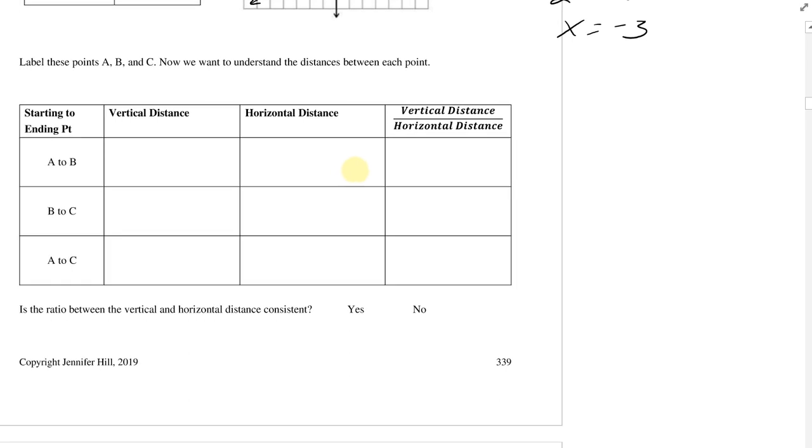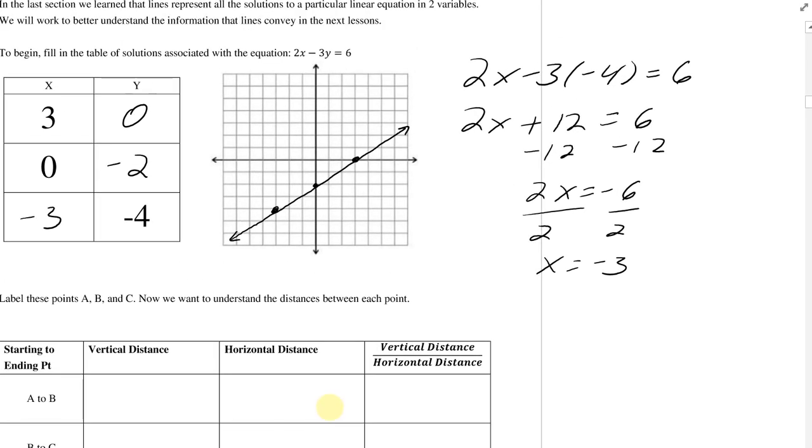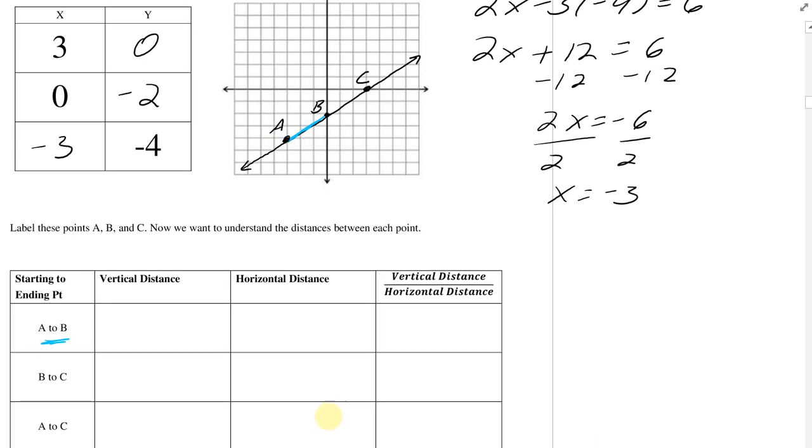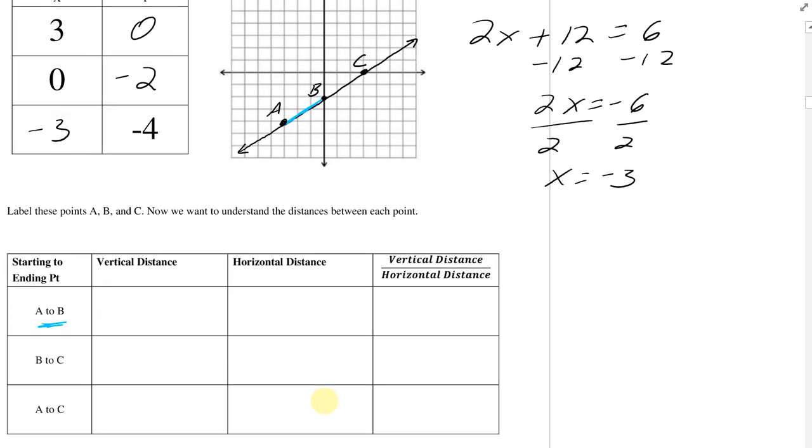So now what I want to do is label these points as A, B, and C. So this is A, this is B, this is C. And now we want to understand the distances between each point. So starting with A to B, I'll do it in this blue color. So here's A to B. Here's what I'm being asked to do. I want to determine the vertical distance versus the horizontal distance. So going from here to here, and then really from here to here. These are the two distances that I'm interested in.